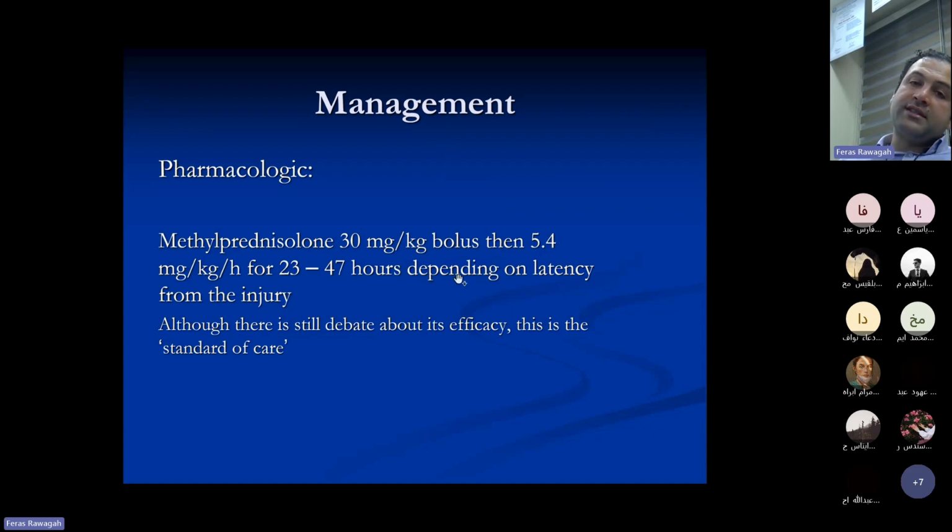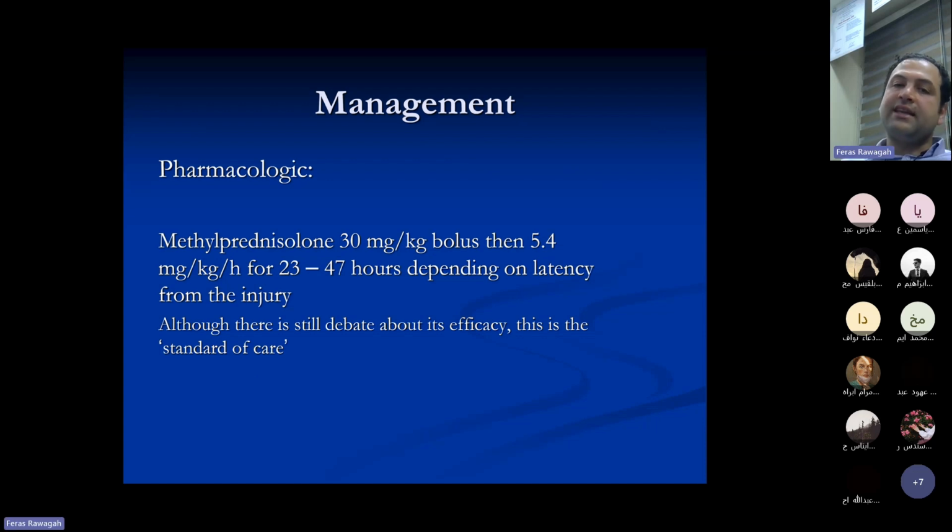Methylprednisolone actually is controversial. This is to prevent free radical damage. It is controversial. What is in consensus is that if the patient has penetrating injury, do not give steroid. If the patient has penetrating injury, do not give steroid. If it's blunt, then it's controversial.